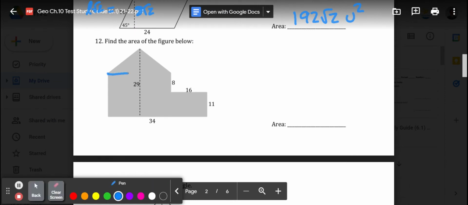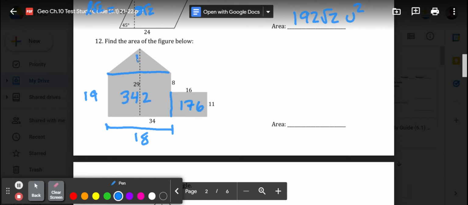Okay, this next one we want to break up into shapes that we know. So this is 16 by 11. So that's 176 in this box. This is actually 8 plus 11, so this is 19. And this is 16 away from 34. This is 18, right? Because the whole thing's 34, but we take off the 16 to get this, so we get 18. And this is 11 plus 8, which is 19, so 18 times 19 is 342.